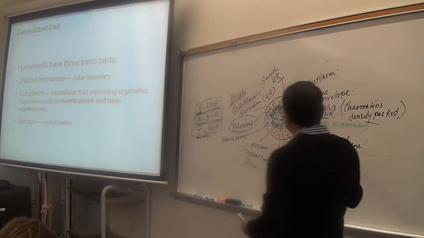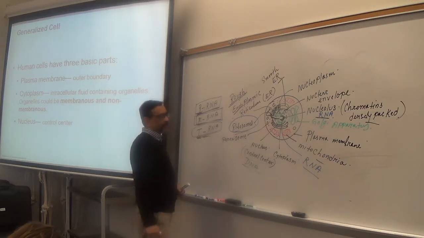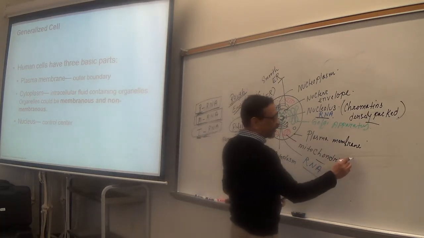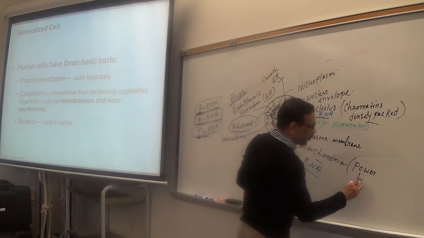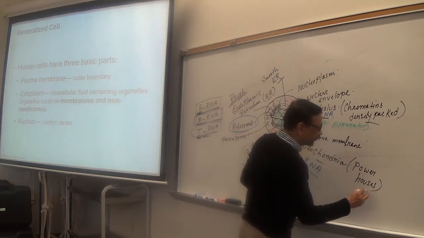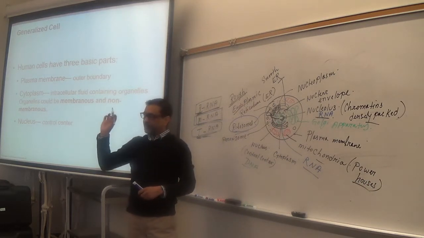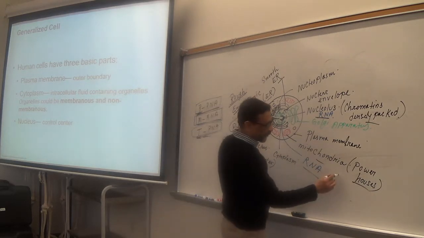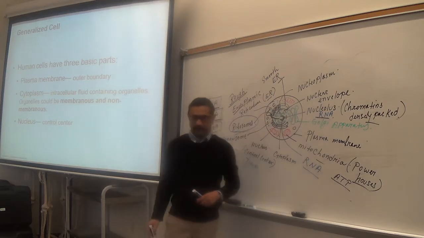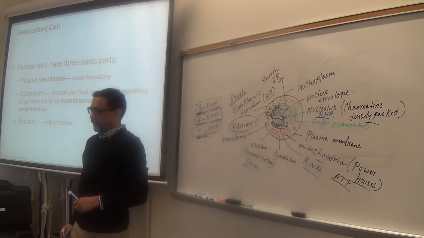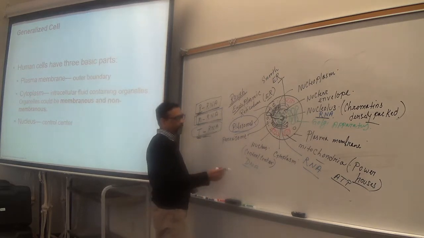Now, mitochondria. Mitochondria are known as power houses. Why? Because most of the ATPs are produced in the mitochondria. That's why mitochondria are called power houses.